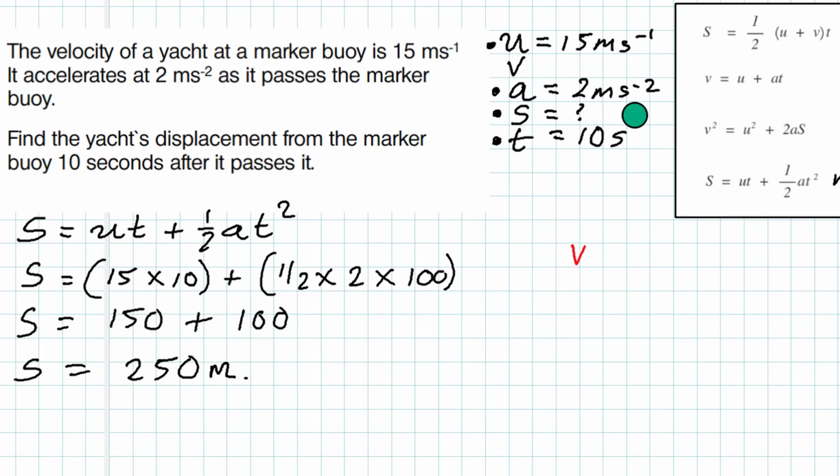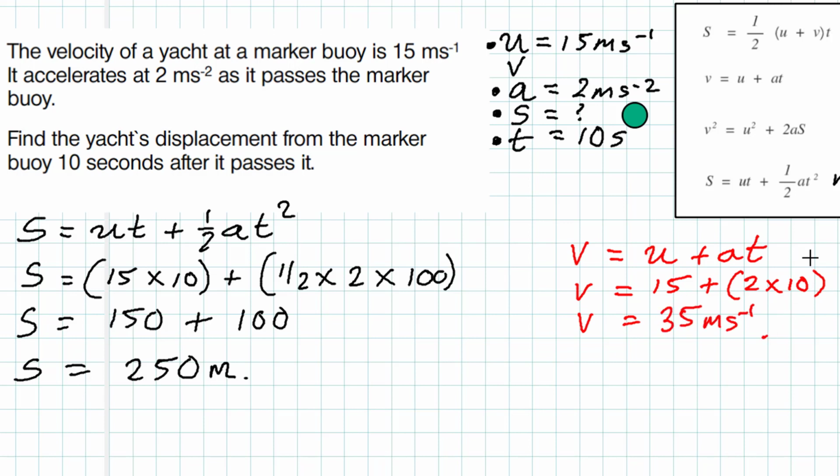We could find the final velocity, V equals U plus AT, from that equation. So final velocity equals initial velocity, 15, plus bracket acceleration, 2 times the 10 seconds. So we're going to have V equal to 15 plus 20, which is 35 metres per second. So now we have the V, 35 metres per second.